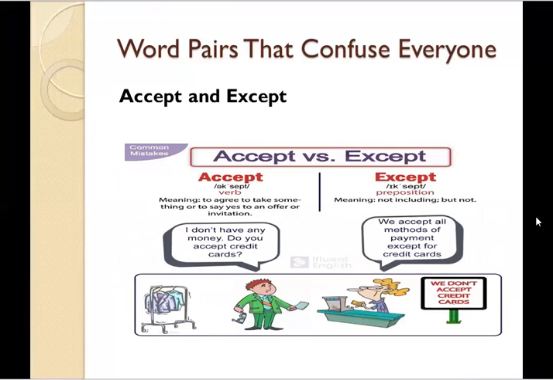Another, accept and except. Accept is a verb. Its meaning is to agree to take something or to say yes to an offer or invitation. For example, I don't have any money. Do you accept credit cards? Or we don't accept credit cards. On the other hand, except is a preposition. Its meaning is not including, but not. For example, we accepted all methods of payment except for credit cards.